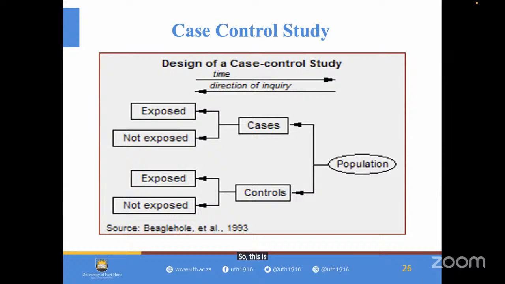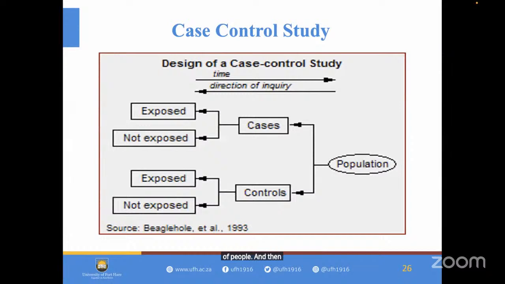So this is a typical example of a case control study, which was extracted from Beguho et al. in 1993. So there's a case. In that case, there's a population. Let's start with the population because it's a retrospective study. You deal with history. So there's a population of people.